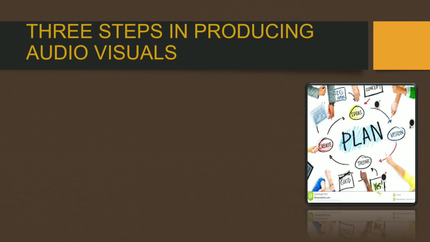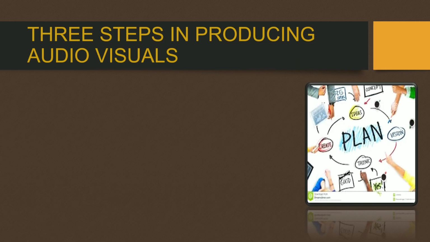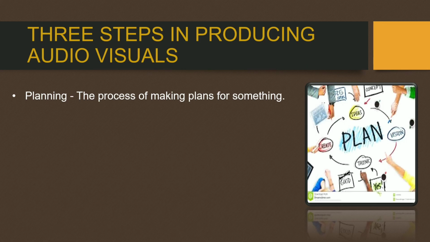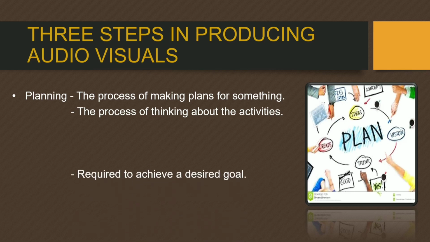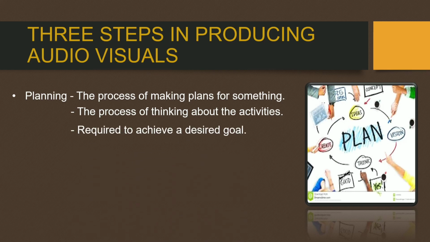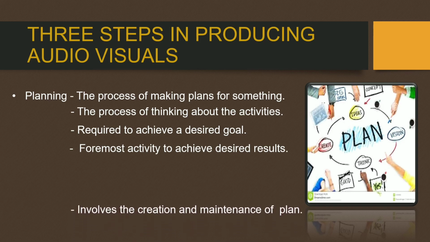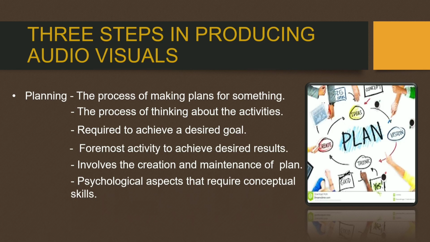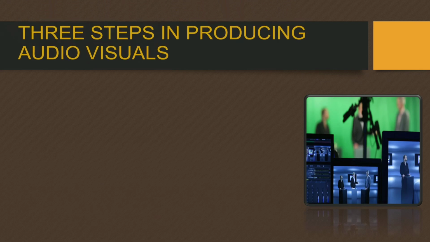Three steps in producing audiovisuals. So the first one is planning. The process of making plans for something. The process of thinking about the activities required to achieve a desired goal. For most activity to achieve desired results, it involves the creation and maintenance of plans, a psychological aspect that requires conceptual skills.